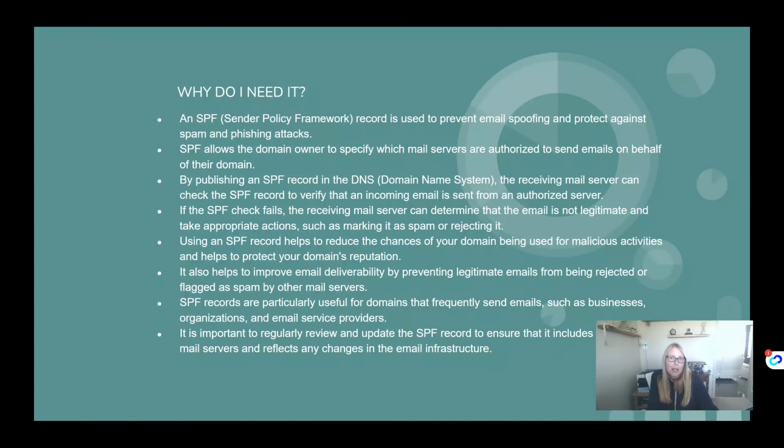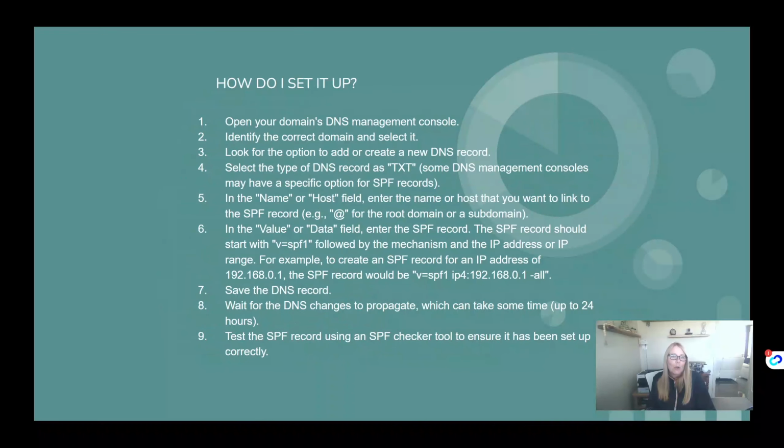So it's all very well me telling you what it is and why you need to have it, but how do you do it? I have a list here, 1 to 9, as to how to set up your SPF record to put into your domain name server. So firstly, you need to open your domain name server. So are you with GoDaddy or do you have another provider for your domain? You need to identify which domain it is that you're sending your emails from. You need to look for that option and then create a new DNS record.